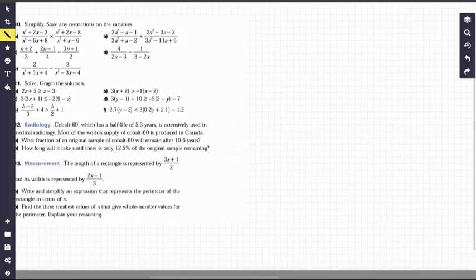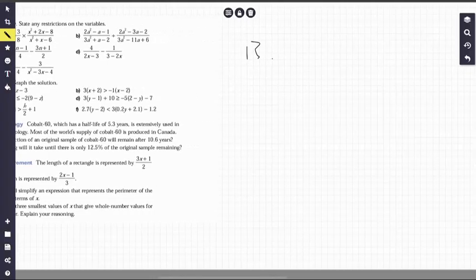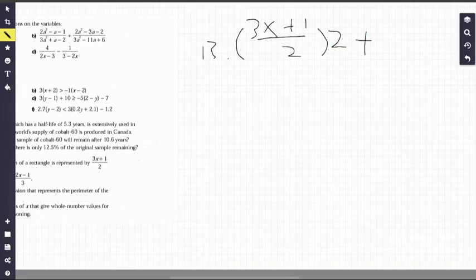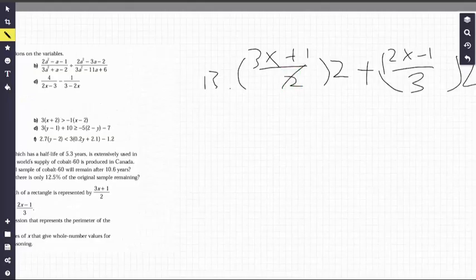Now let's do 13. Length of a rectangle and width. Write a simplified, okay, so perimeter, and smallest values of x that give whole number values of, okay, so let's write it out first. So 3x plus 1 over 2, this is going to be multiplied by 2, and then plus 2x minus 1 over 3. This is also going to be multiplied by 2 because we're trying to find the perimeter, and the perimeter is the sides times 2. So right here, these two can directly just cancel out.